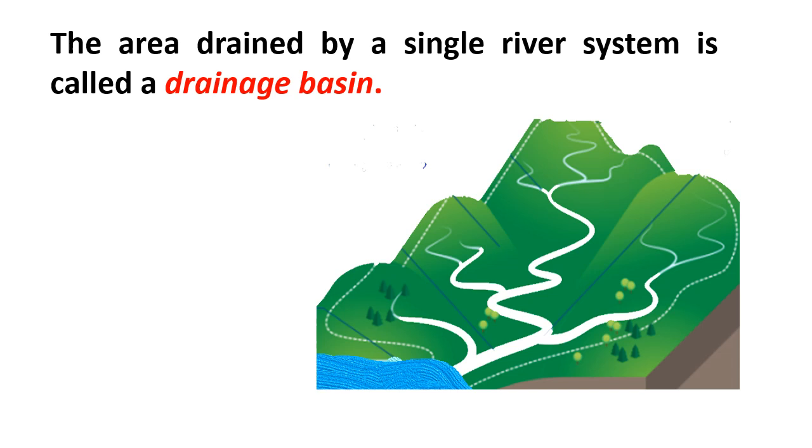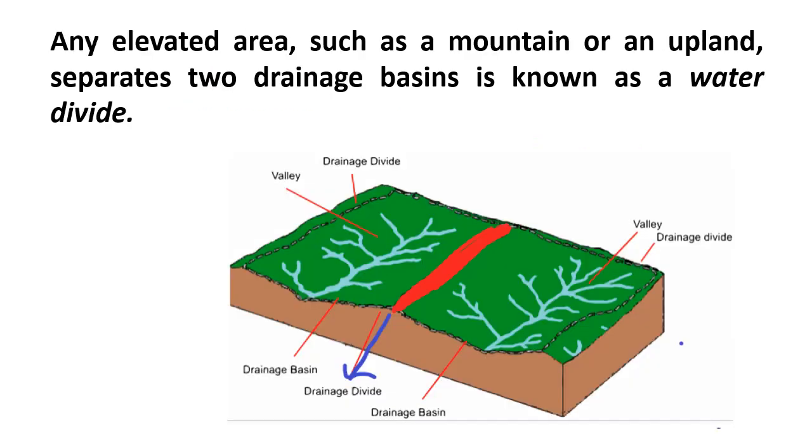The area drained by a single river system is called a drainage basin. Any elevated area, such as a mountain or an upland, that separates two drainage basins is known as a water divide.